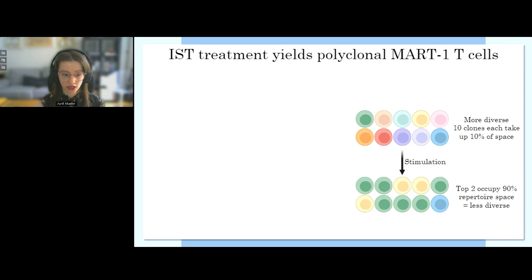After simulation, you can now see that there's two clones, the green and the yellow, that are occupying 90% of the repertoire space. So overall, a lower number of clones occupying a higher repertoire space indicates less diversity. I hope that makes sense.